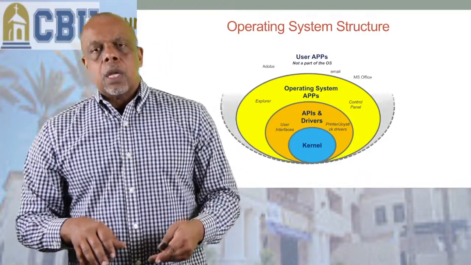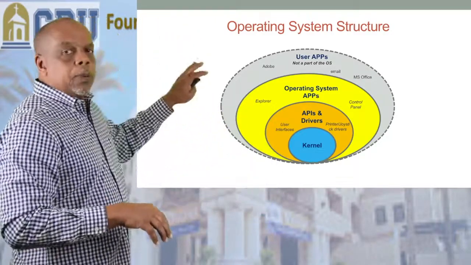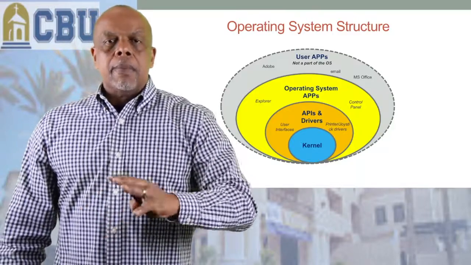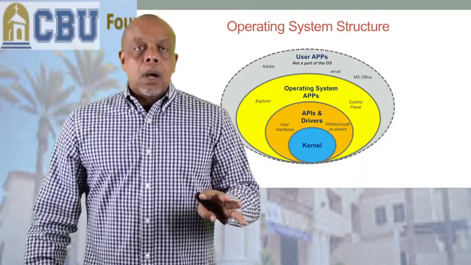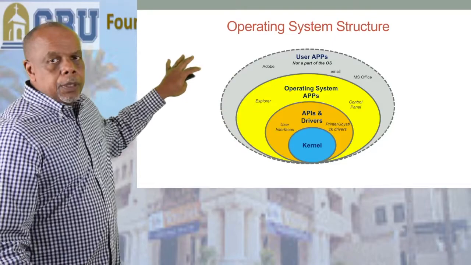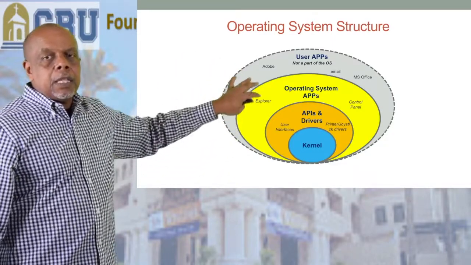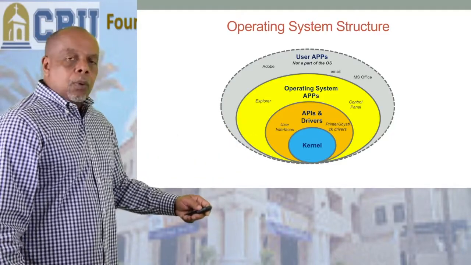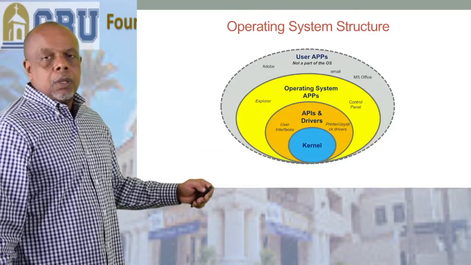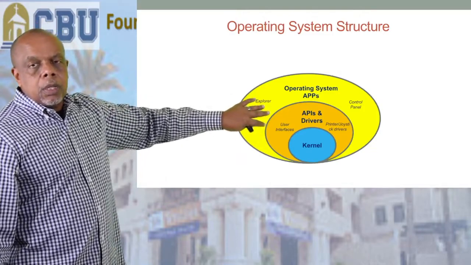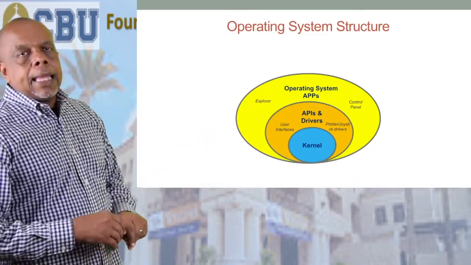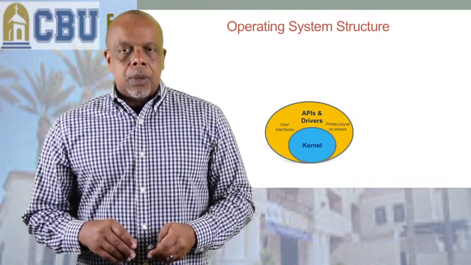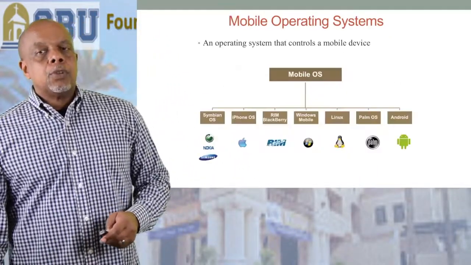Then on top of that layer, that's where we have our user applications, the Adobe, Microsoft Office, email, and all those. Those are not a part of the operating system, but I want to put them up here just to be sure you understand where they fit in the bigger circle of things. So remember, when we talk about the operating system, we are talking about these components: the kernel, the API drivers, and the operating system applications. And then on top of that, we lay in our user applications.